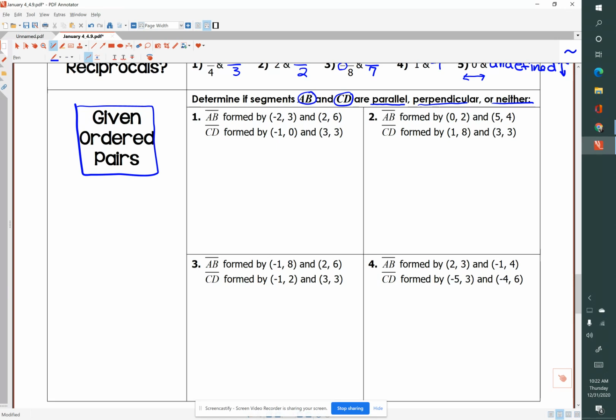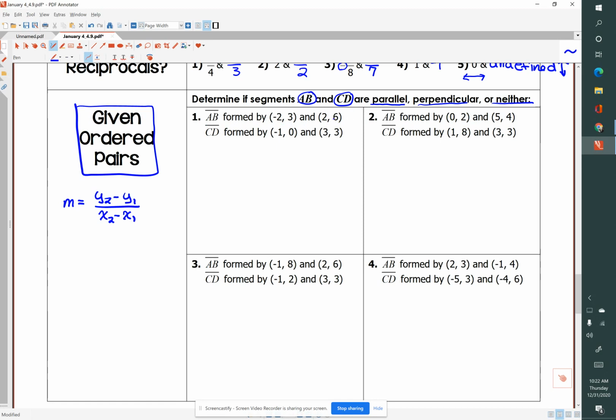So what are we going to use? We're going to use the slope formula, which I know you've memorized by now. In all cases, we're going to consider the first ordered pair as our x1, y1, and the second ordered pair as our x2, y2. So we have AB formed by -2, 3, and 2, 6.